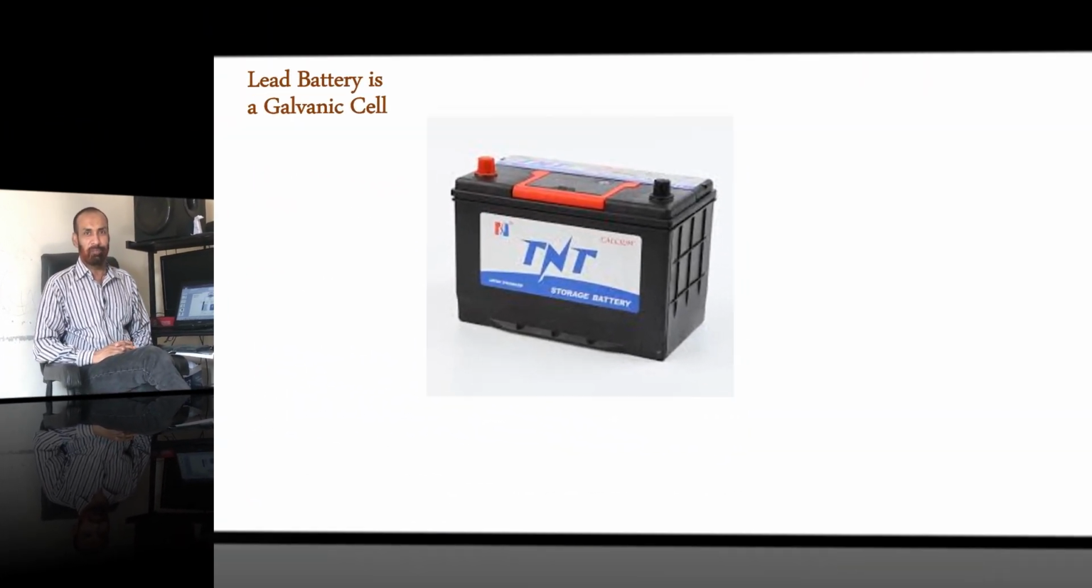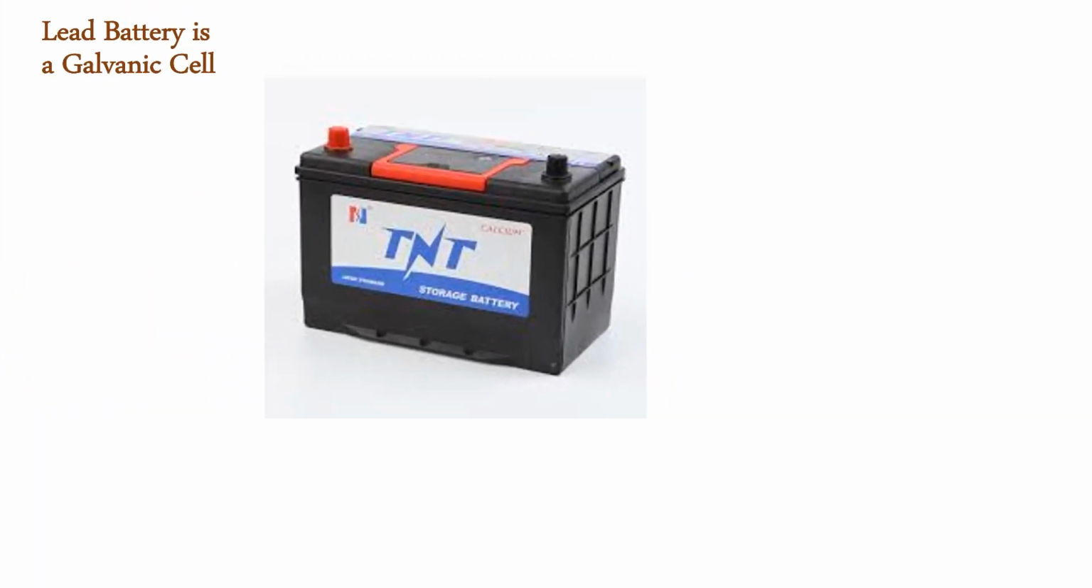The Daniell cell uses zinc metal, copper metal, and their ions. Not only zinc and copper, using many other metals and many other things, we can make galvanic cells. And we're going to have some examples here. The lead battery is also a galvanic cell. This is normally a car battery.